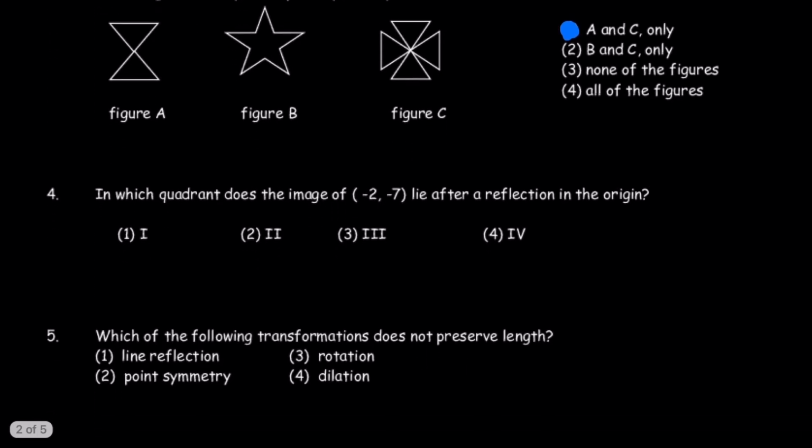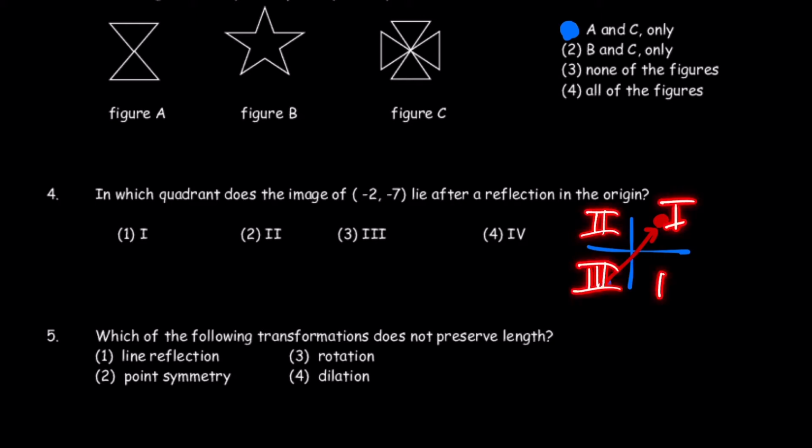Question 4, in which quadrant does the image of (-2, -7) lie after reflection in the origin? So let's sketch that real quick. (-2, -7) would be down here. When you reflect in the origin, you end up right there. Remember your quadrants, 1, 2, 3, and 4. So that would be quadrant 1.